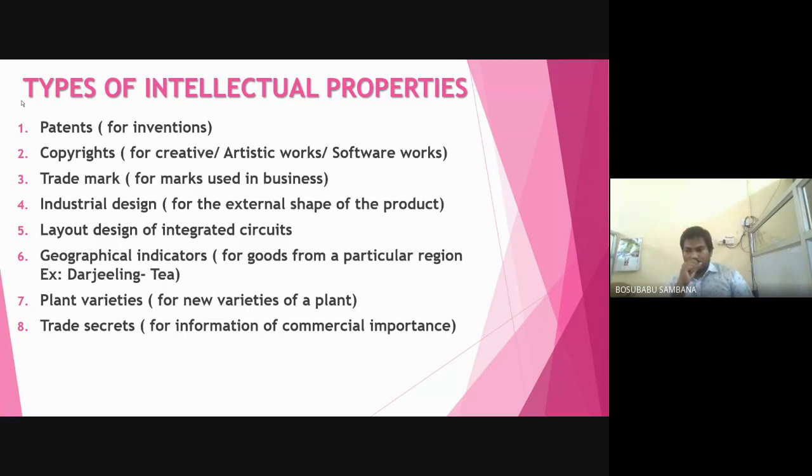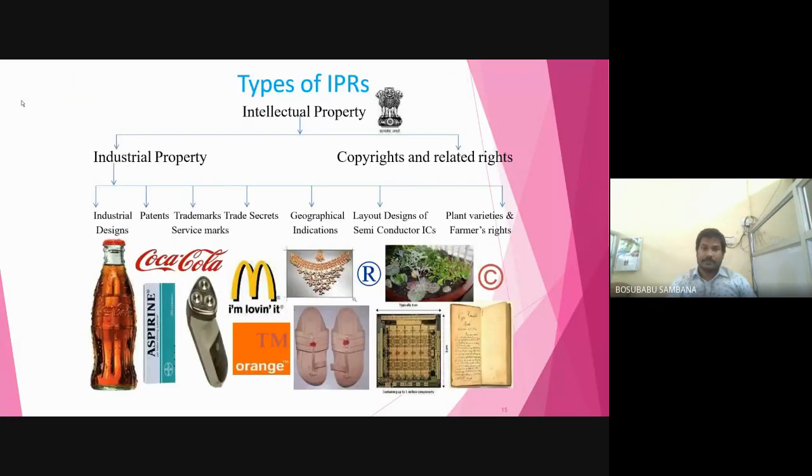Here, in Coca-Cola, the liquid is a trade secret. The bottle is a design. The Coca-Cola name design is a trademark.